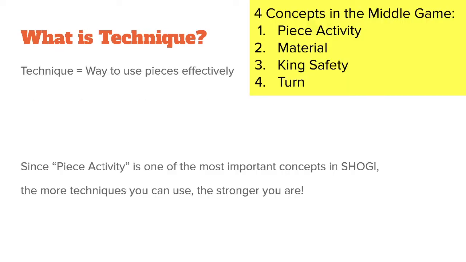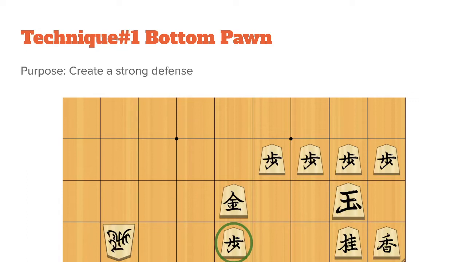So first, what is technique? Technique in Shogi is the way to use pieces effectively. And there are 4 concepts in the middle game. The first one is piece activity, and then material, king safety, and turn. So using pieces effectively means piece activity. Since piece activity is one of the most important concepts in Shogi, the more techniques you can use, the stronger you are. Alright, so I'm gonna introduce 8 techniques in Shogi.